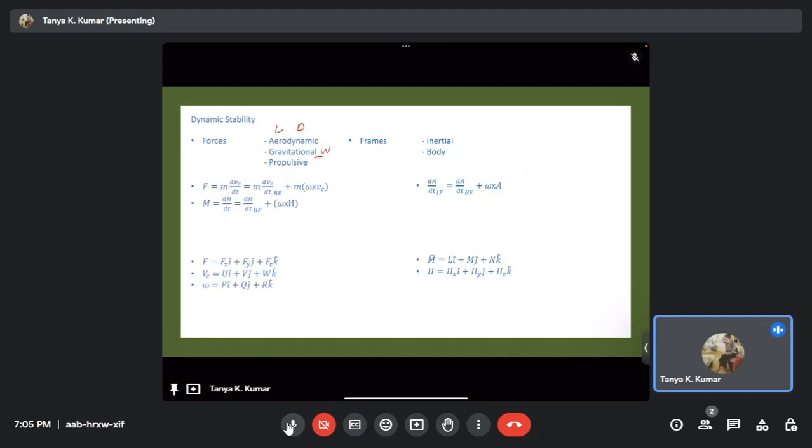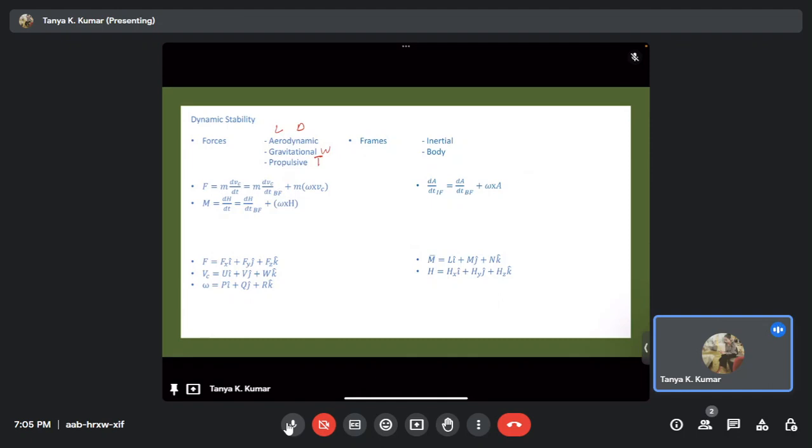We have one inertial frame of reference and one body reference frame. What is the inertial reference frame? The inertial reference frame is centered at the earth. For our case, we are assuming the earth-centered, earth-fixed frame as the inertial reference frame. It is not actually an inertial frame. We're just assuming it to be inertial because for the duration in which we are performing the analysis, you can consider it to be inertial.